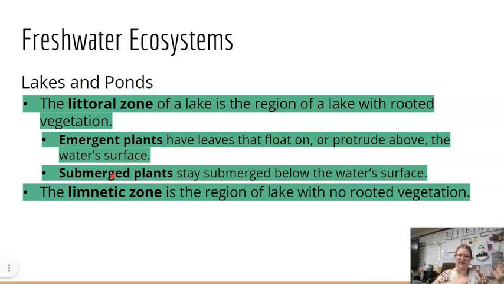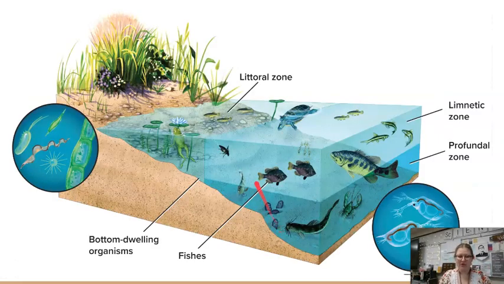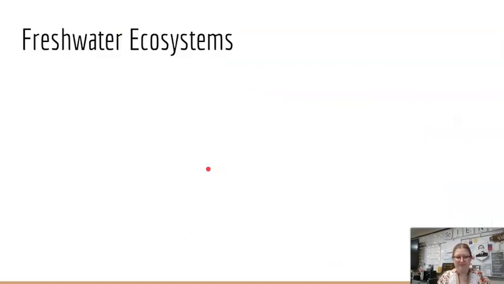So littoral, we got plants. Limnetic, we have no plants, no rooted plants. There could be some floaters on the top. So these are the two zones. We have the littoral zone right here, where we have those rooted plants. Then we have the limnetic zone over here with no rooted plants. There's also the profundal zone. The profundal zone is that deep zone of the lake. So we have like crustaceans and things down there, depending on where this lake or pond is.